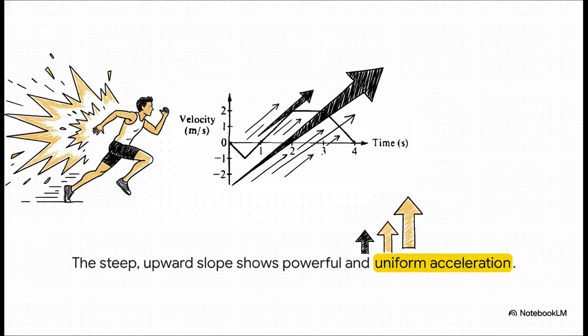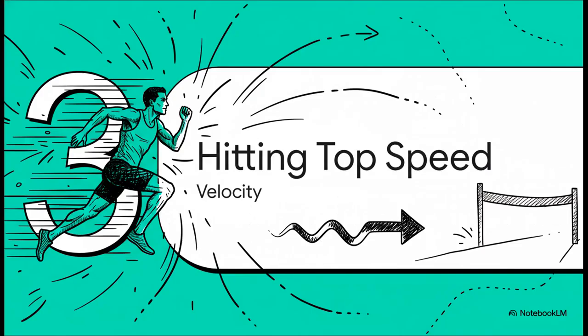You see that steep line sloping upwards? That's it. That's our acceleration. The line is going up, which means velocity is increasing over time. And the steeper that line is, the faster their speed is picking up. The runner is gaining speed at a nice, constant rate. But that massive acceleration can't last forever. The human body has its limits. So now the runner transitions into the next phase of the race.